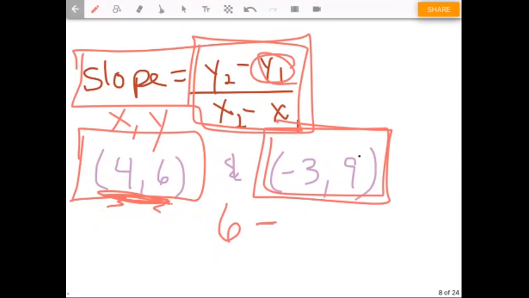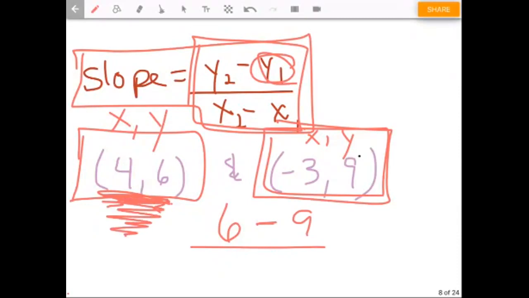3, isn't it? Minus 3? Nope. Remember which one is, it goes xy, just like the alphabet, W, X, Y. Okay. So which one's y? 9. Good. So we have 6 minus 9, and now we want to go to the x value. So we're going to go back to this point we started with over here.